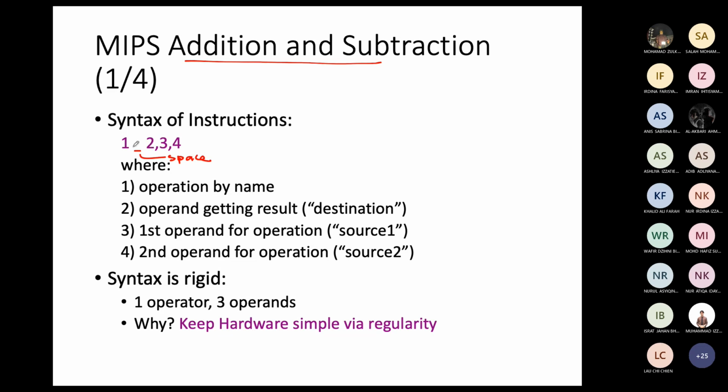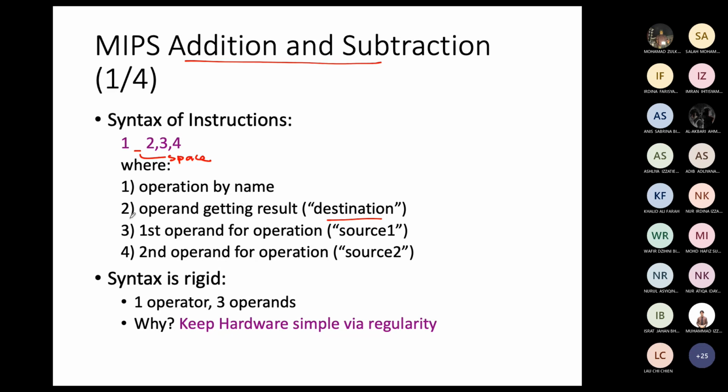Okay, and then 1 space 2 comma. Okay, so this is the syntax, right? They use a comma here, and then 3 comma 4. Whereby 1 here you would write the name of the operation. 2 here you would write the operand or the variable that would become the destination. Okay, the variable or operand or register's name that would become the destination.